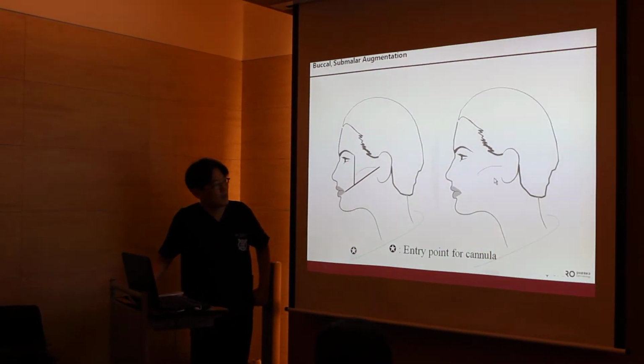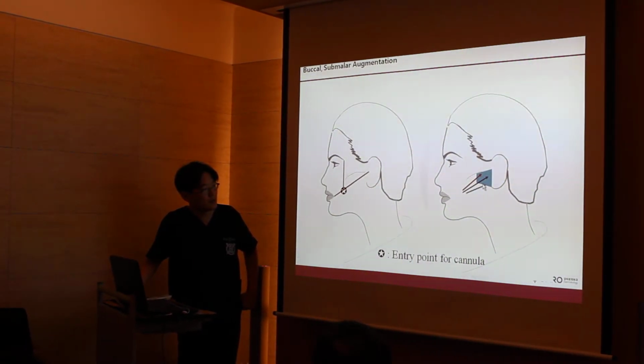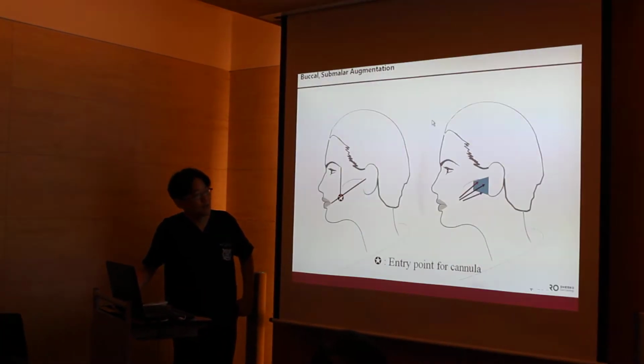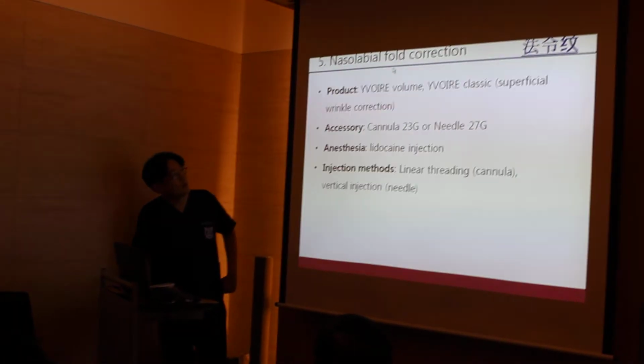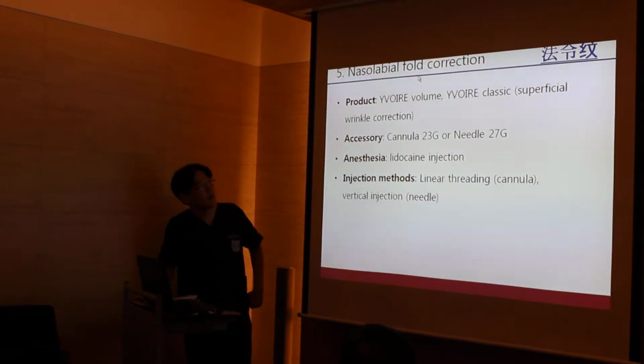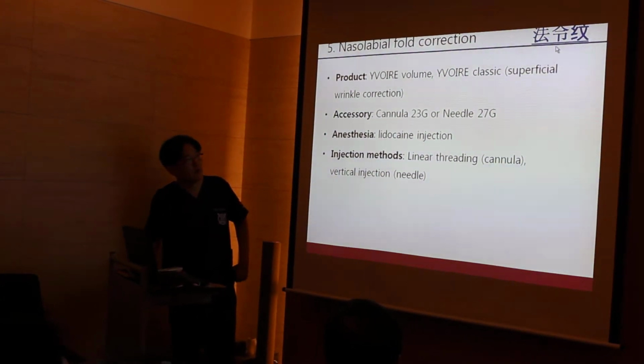And for the subzygomatic area, you should inject filler with this approach. The superficial approach is preferred for this area. And nasolabial fold is one of the major areas where you can apply filler. A lot of fillers here.